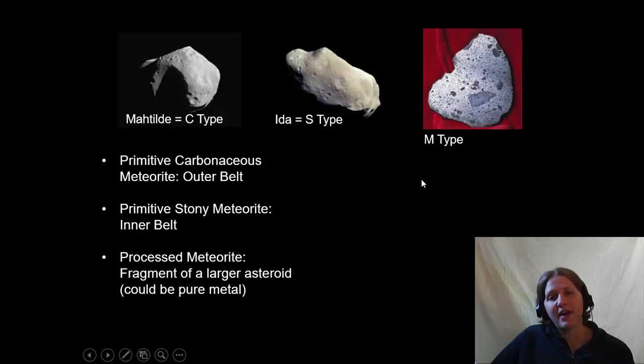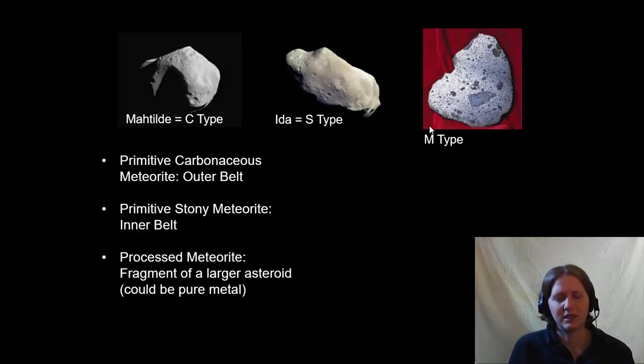And there is another type of asteroid called M-type, pure metal. But we don't think any of the asteroids in the asteroid belt could form as pure metal. They had to form as rock and metal.